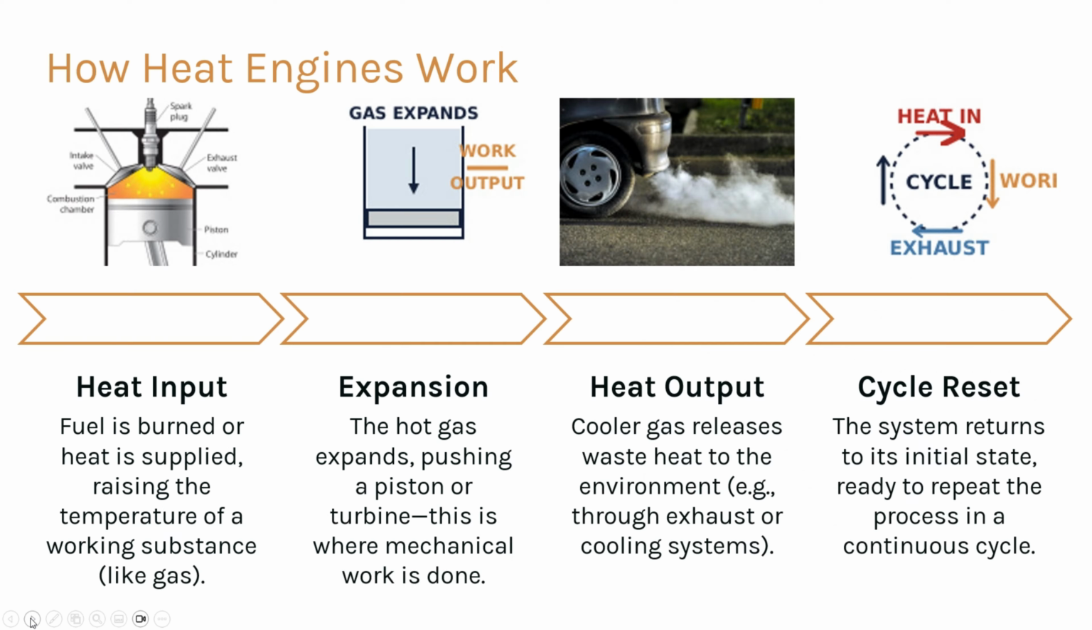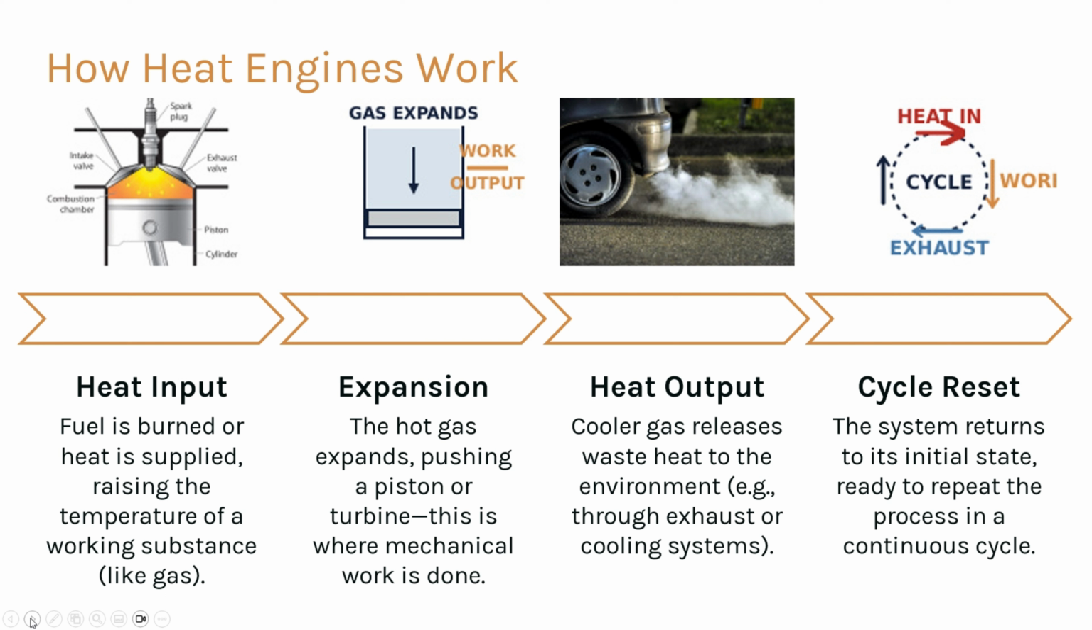How heat engines work. All heat engines operate in a cycle. First, heat input occurs when fuel is burned or heat is supplied, raising the temperature of a working substance, usually a gas. Next, the hot gas expands, pushing a piston or turning a turbine. This is where useful mechanical work is done. Then, heat output occurs as the cooler gas releases waste heat to the environment through exhaust gases or cooling systems. Finally, the system returns to its initial state, ready to repeat the cycle again.